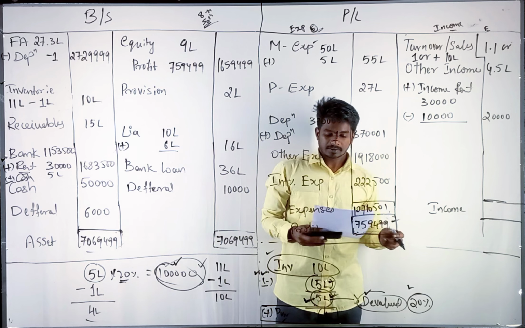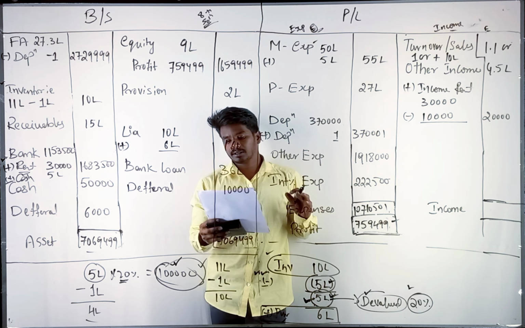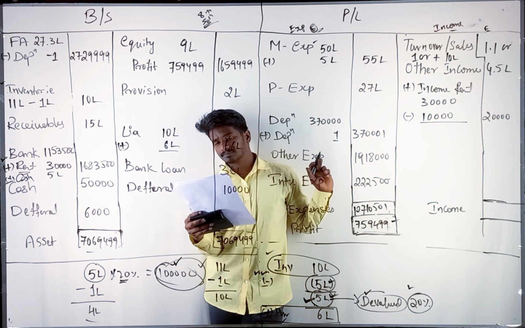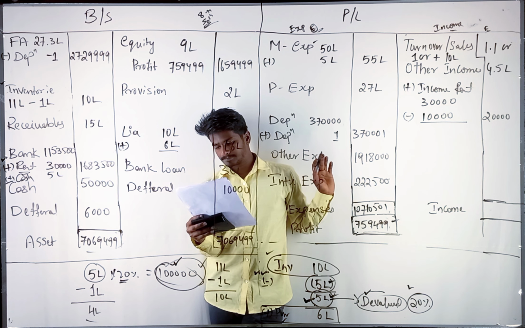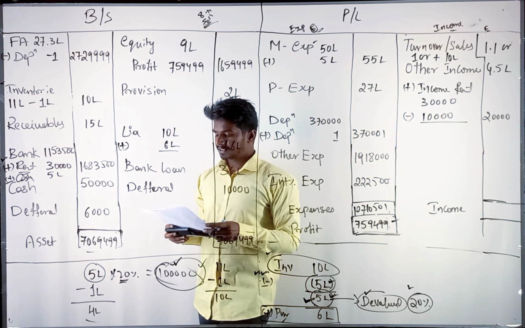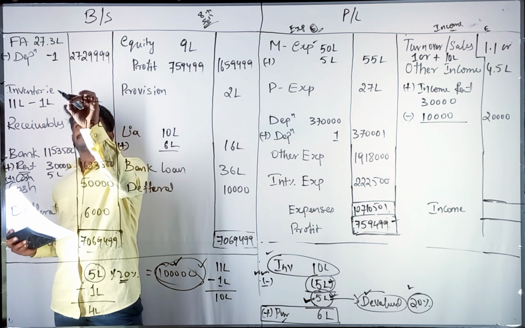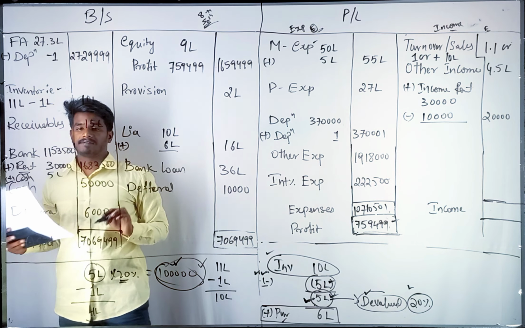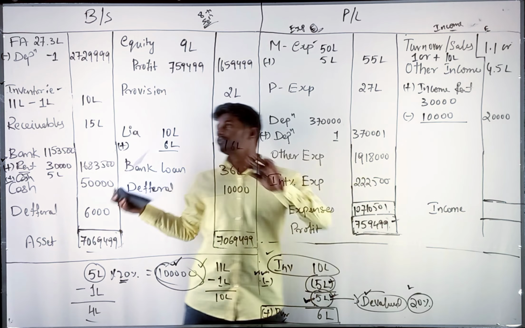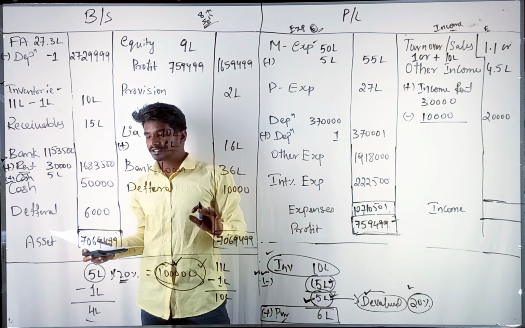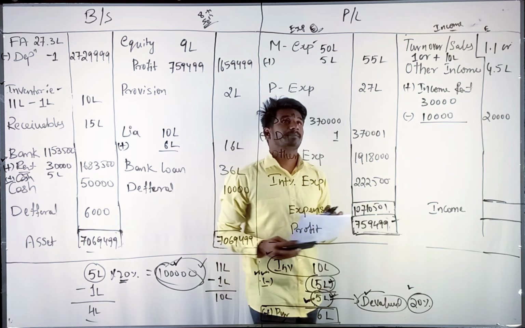Is that fine? Is there any other point in the question? Nothing. Okay, there is no point. Now inventories we have finished. Then there is no change in the entire balance sheet. There is no change in the entire balance sheet.